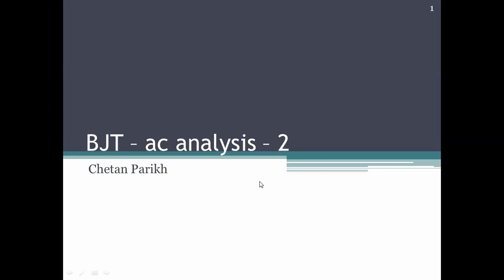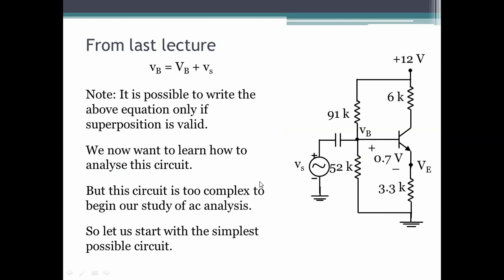Okay, so this is part 2 of learning to do AC analysis with bipolar transistors. Where we had left off last time was with this circuit where we had connected an AC source to the amplifier circuit through a capacitor, and we saw last time that the capacitor allows for this base voltage to be the sum of a DC voltage created by the 12 volts and the AC voltage which is applied at Vs through the capacitor. So we had derived this last time, and this is where we start.